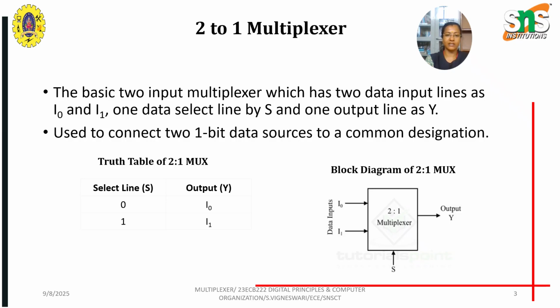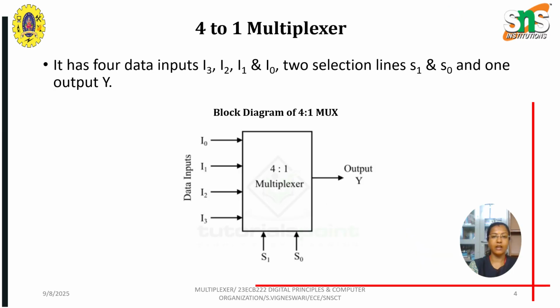When the selection line S is equal to 0, the output Y is connected to I0. When the selection line S is equal to 1, output Y is connected to the data input I1. So here it connects 1 bit data sources to a common destination. Next comes the 4 to 1 multiplexer.